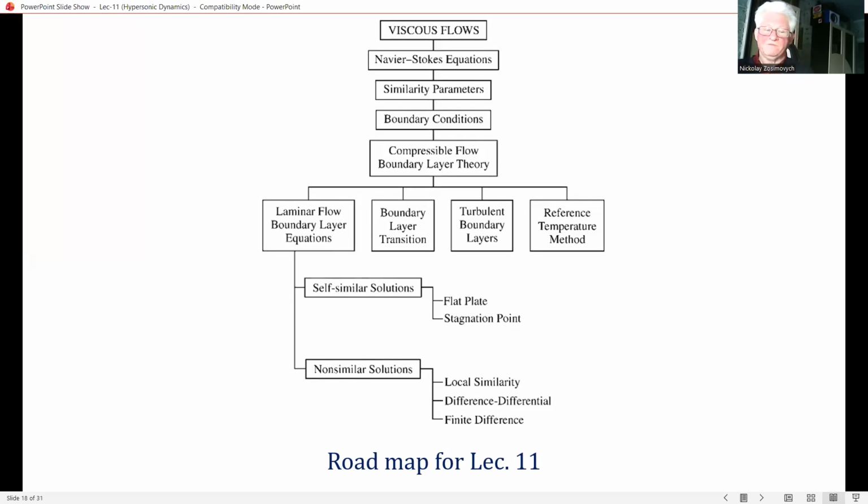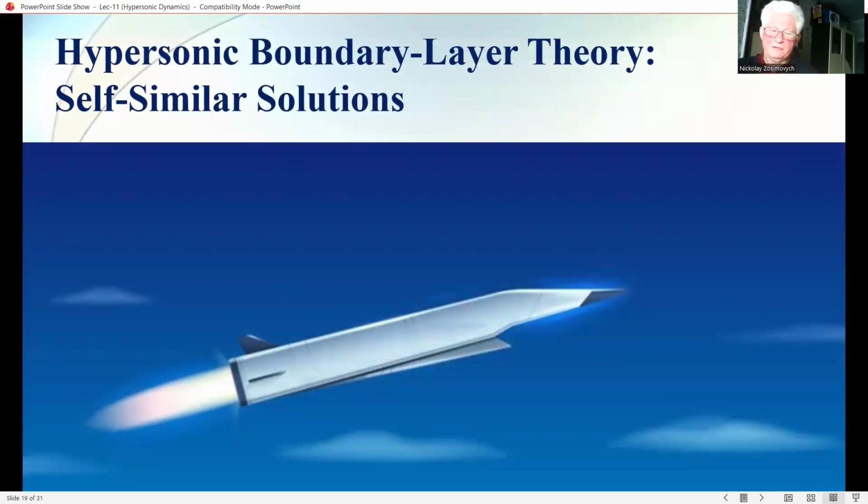It will be, for all practical purposes, a discussion of compressible boundary layer theory, not limited to just hypersonic flow. However, our interest here is in the application of the results of this classical theory to high Mach number problems. Do you agree with me? In this case, we can start another topic of today's lecture: hypersonic boundary layer theory, starting with self-similar solution.